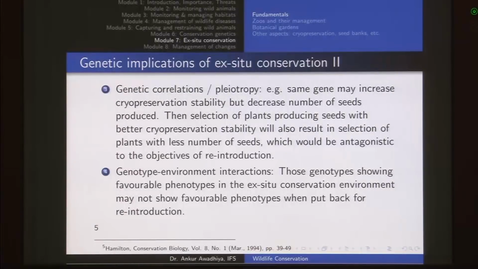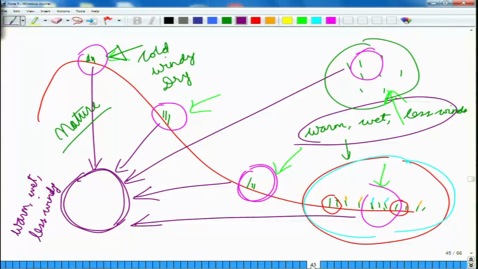Now the fourth genetic implication is that of genotype environment interactions. So those genotypes showing favorable phenotypes in the ex-situ conservation environment may not show favorable phenotypes when put back for reintroduction. So coming back to our example of this species that was found in all of these areas.